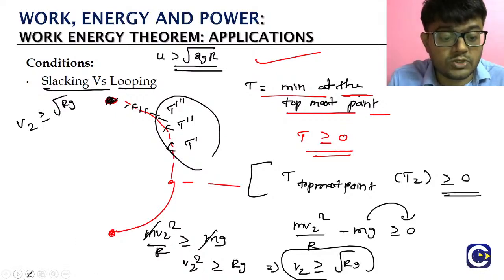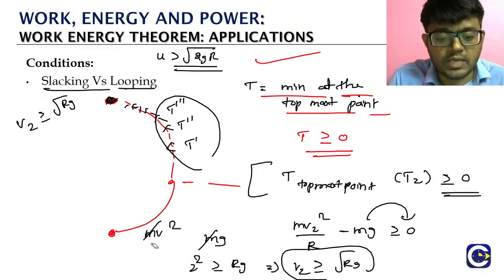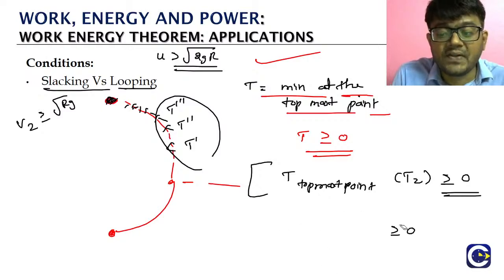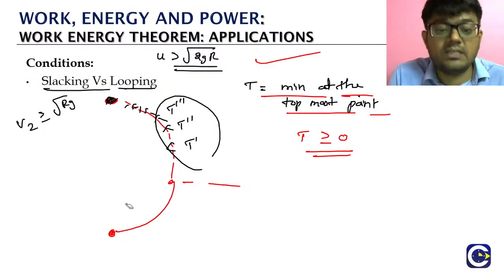Velocity at the topmost point should be more than or equal to what? Root rg, or root gr. Okay. Now what do we know? We are looking for the condition in terms of initial velocity. We are looking at the conditions in terms of what? Initial velocity.